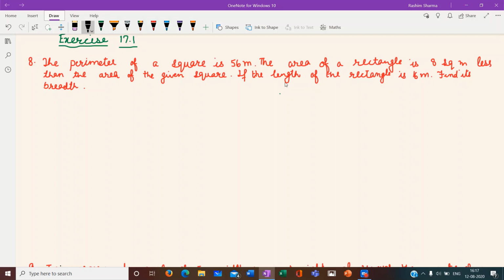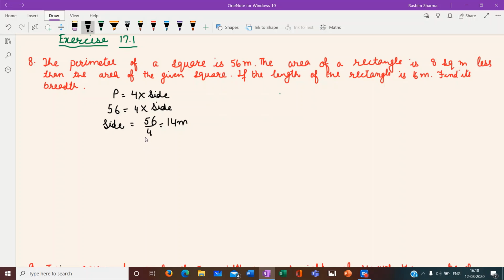So we are given the perimeter of a square. We know the formula of perimeter is 4 into side, so we write perimeter is equal to 4 into side. We know the value of perimeter, that is 56 is equal to 4 into side. So we can find the side, that is 56 on 4. 56 on 4 means 14 meter is the side of the square.